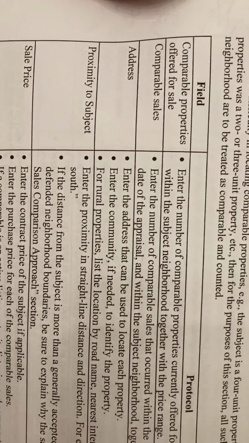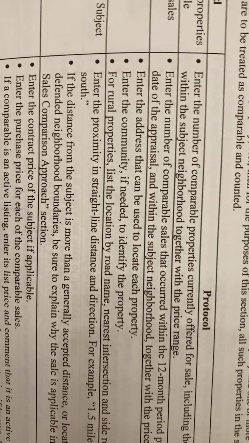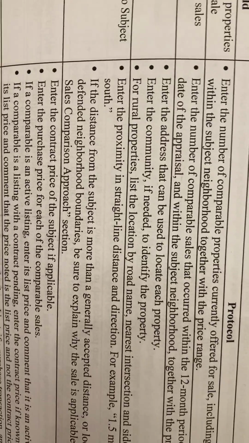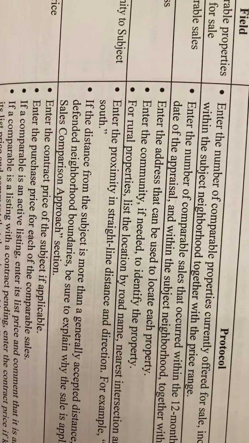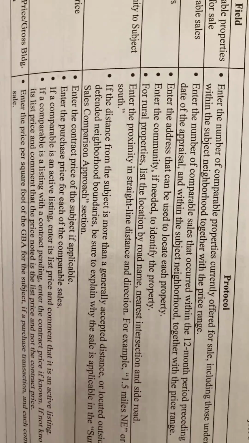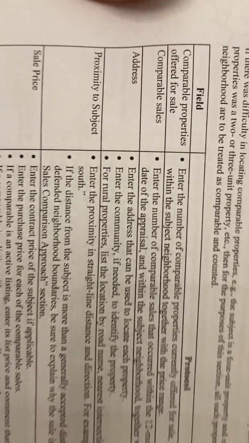Field. Address. Protocol. Enter the address that can be used to locate each property. Enter the community, if needed, to identify the property. For rural properties, list the location by road name, nearest intersection, and side road.